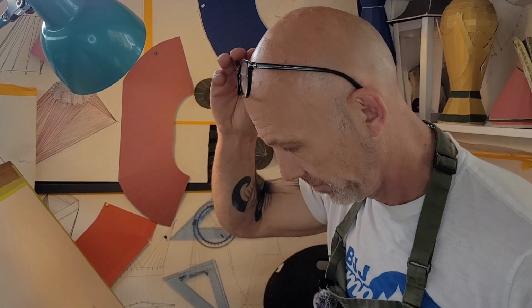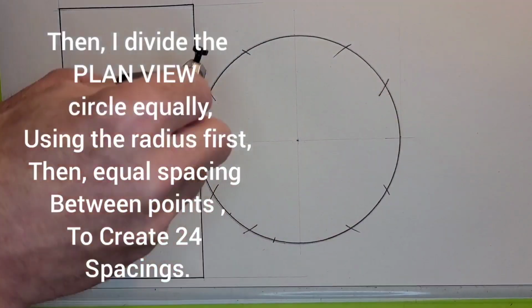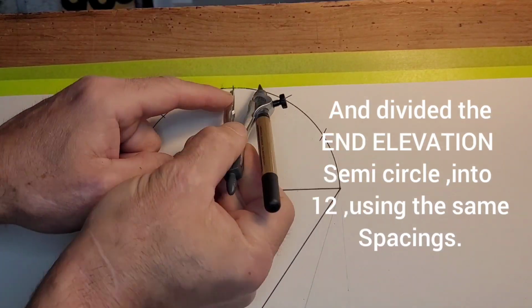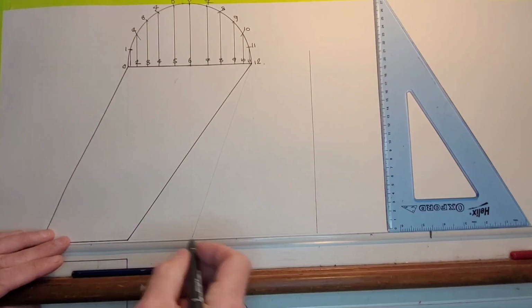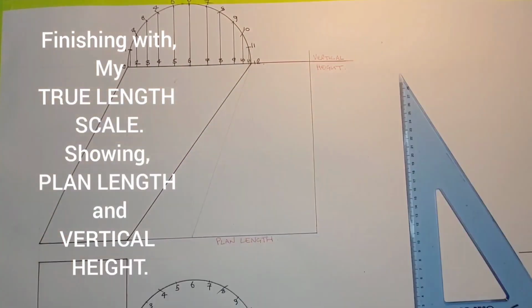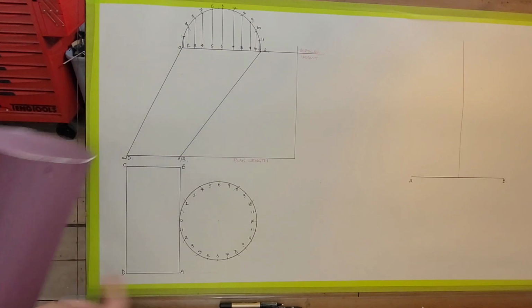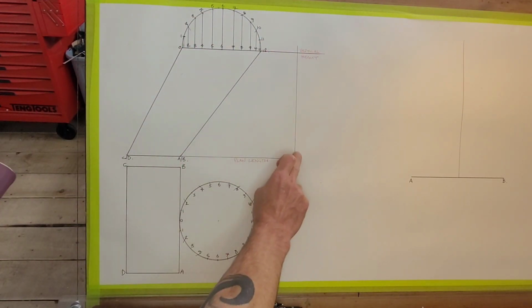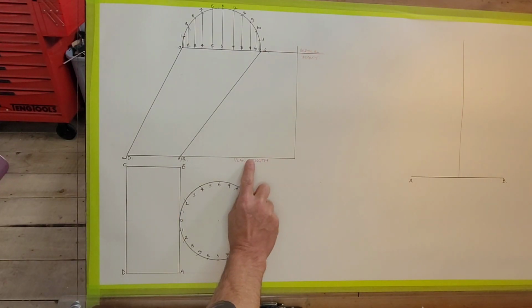Now I'll break down how I would make this. Let's get going. Plan view and end elevation. We know what we've done here, we know what we've done here, and we know this. This is the important bit, obviously. Vertical height, which is a constant, plan length.